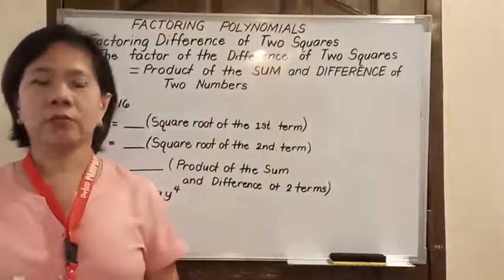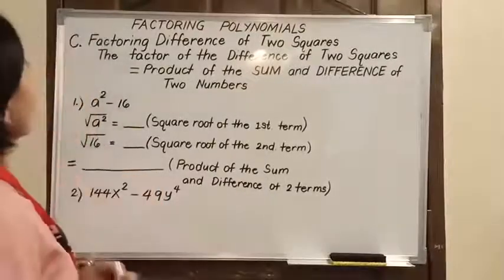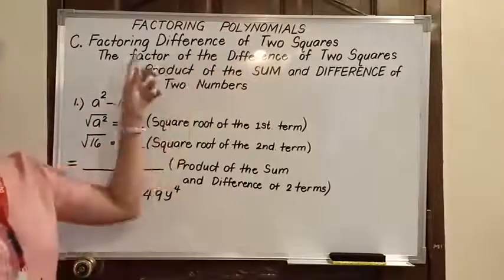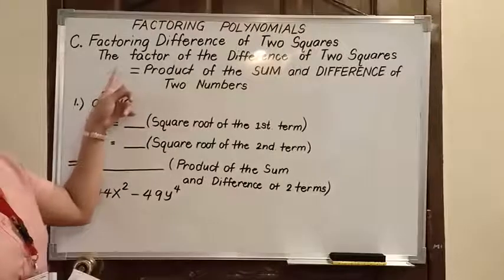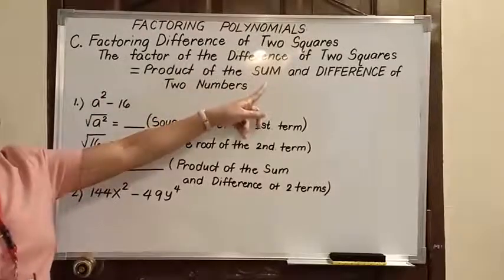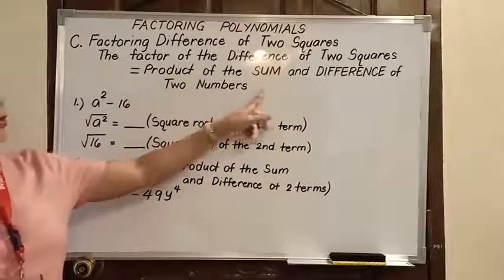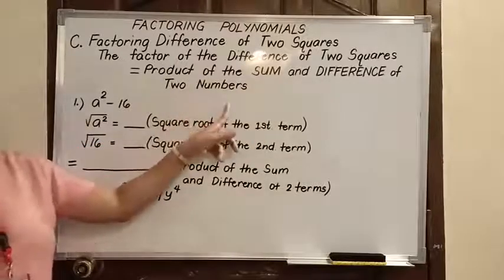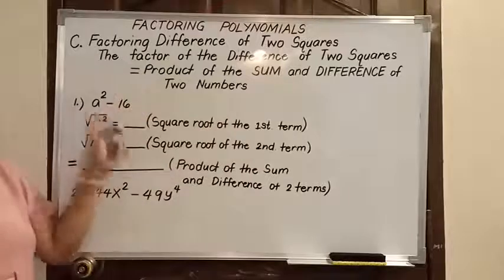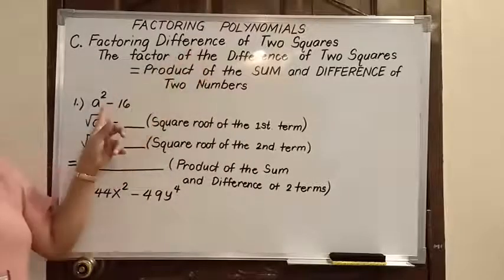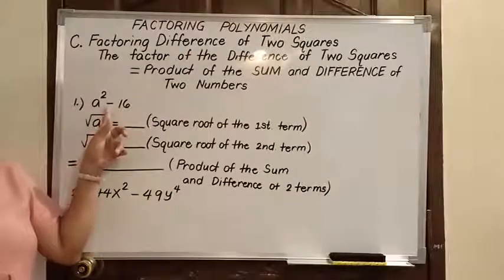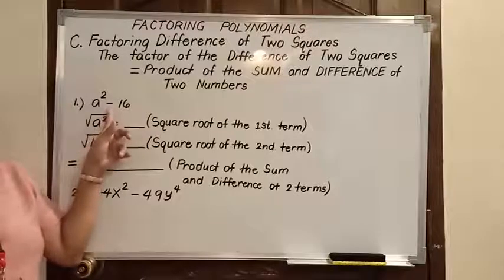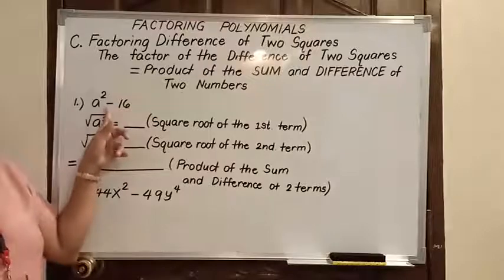Okay, the third type of factoring polynomials is factoring the difference of two squares, the easiest type of factoring. Now, the factor of the difference of two squares is always the product of the sum and difference of two numbers. When we say difference, the sign between the two terms should always be a negative sign. Difference means that the operation is always subtraction.